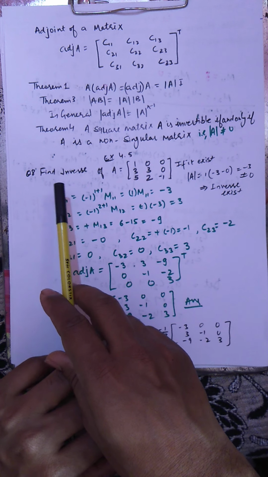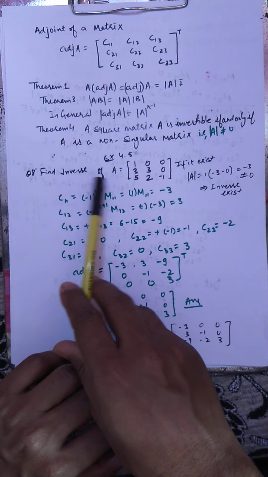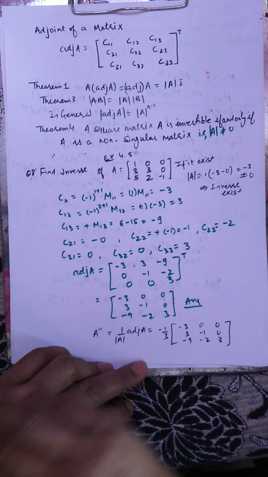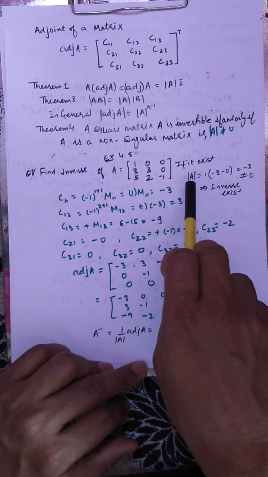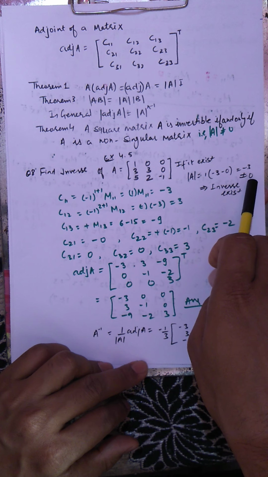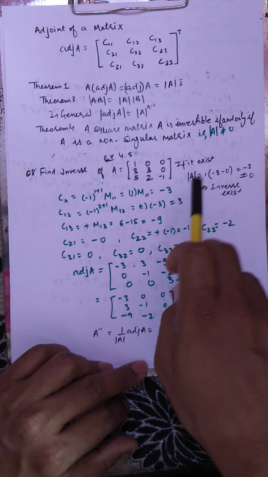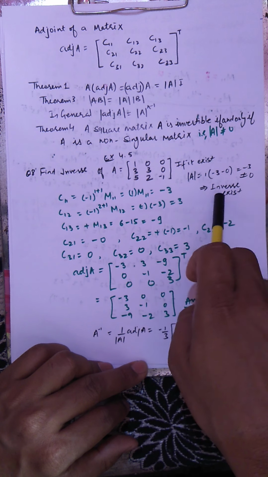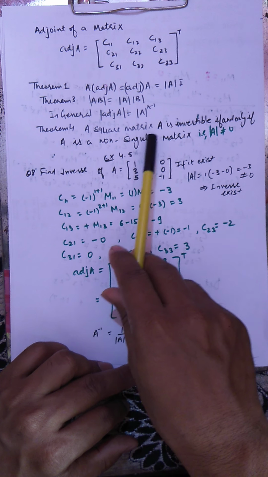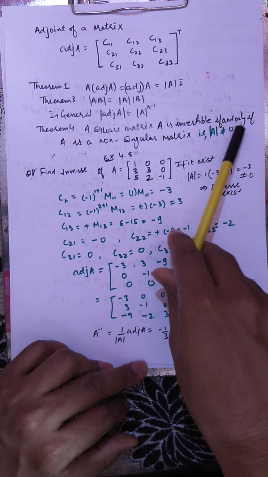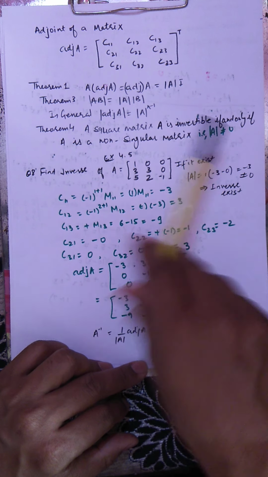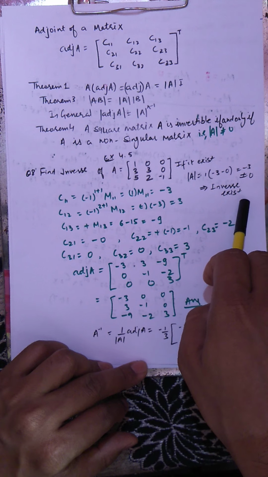So in question number 8 of exercise 4.5, we have to find the inverse of A if it exists. It's written clearly, if it exists. Exist means you should find the determinant of A, and I have done the calculation, so it's coming -3, which is not equal to 0. So if the determinant is not 0, that means the inverse exists. Or you can see this condition also, theorem number 4: a square matrix A is invertible if and only if A is a non-singular matrix, meaning the determinant of A is not equal to 0.